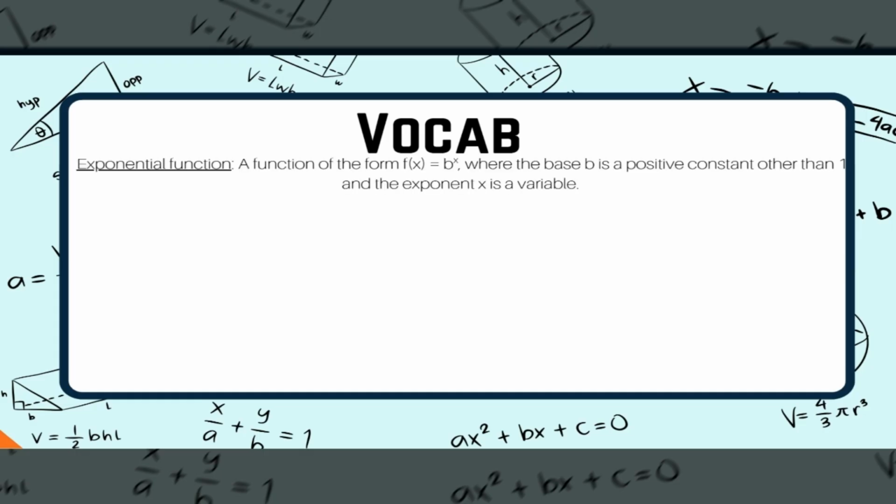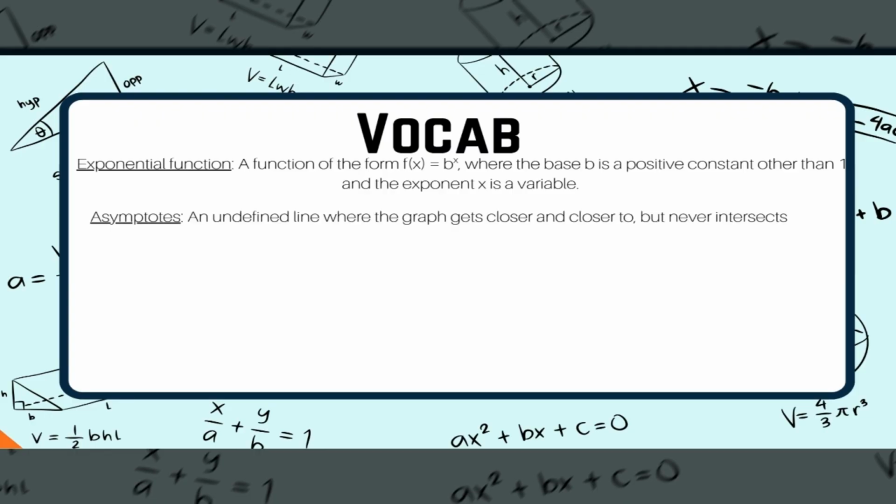It is a function of the form f of x is equal to b to the power of x, where the base b is a positive constant other than 1 and the exponent x is a variable. Exponential functions have asymptotes, which is an undefined line where the graph gets closer and closer to, but never intersects.